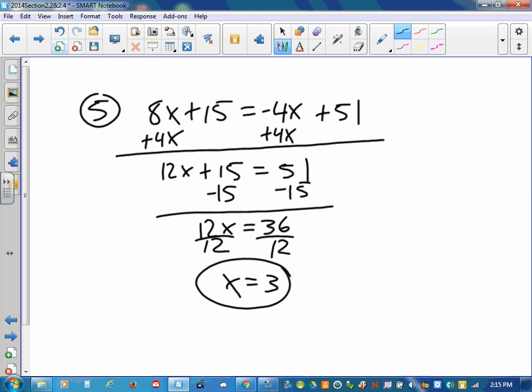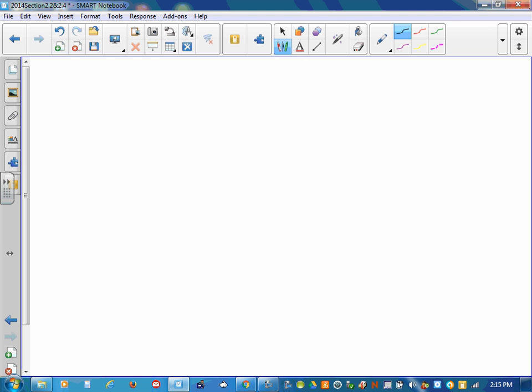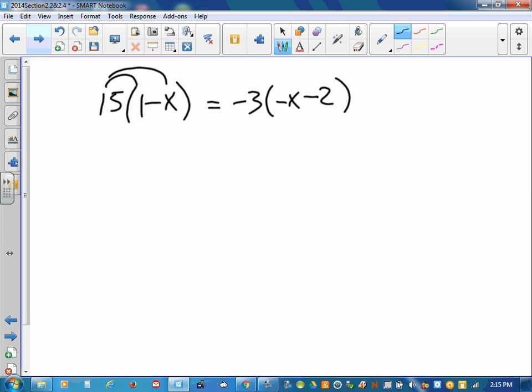Okay, the next one we're going to distribute first. So it's 15 times the quantity 1 minus x is equal to negative 3 times the quantity negative x minus 2. I'm going to distribute the 15 through, so I get 15 minus 15x. Distribute the negative through, we get positive 3x plus 6. So negative times a negative is positive.